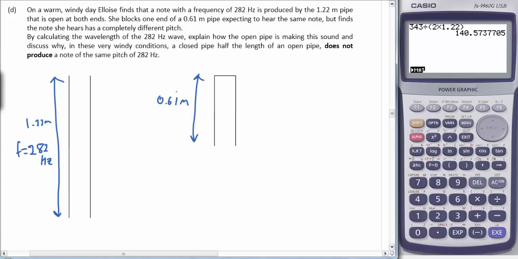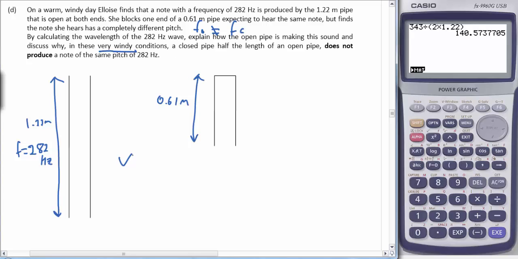Okay, so that's saying that the frequency from the open does not equal the frequency from the closed. By calculating the wavelength of the 282 Hz wave, explain how the open pipe is making the sound, and discuss why in these very windy conditions. Okay, so they're trying to emphasize this idea of wind. A closed pipe of half the length of an open pipe does not produce a note with the same pitch, although we just figured out in question C that that should be the case.